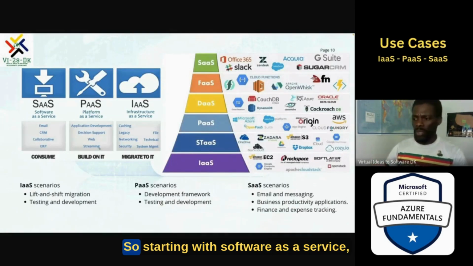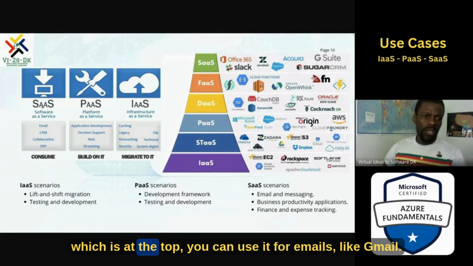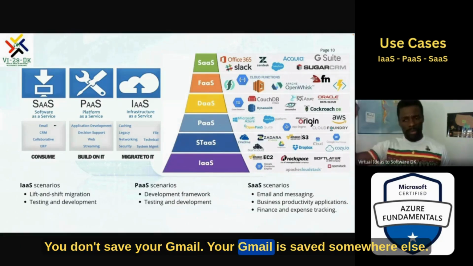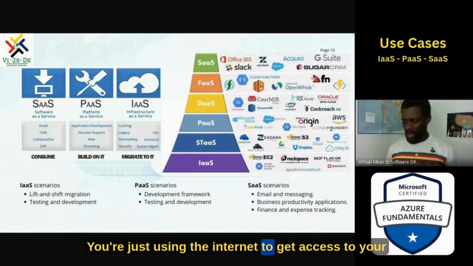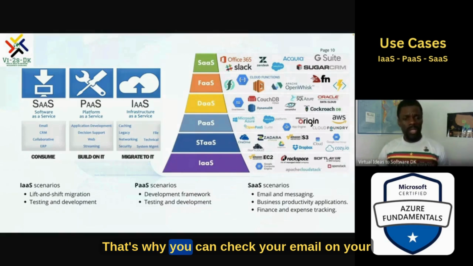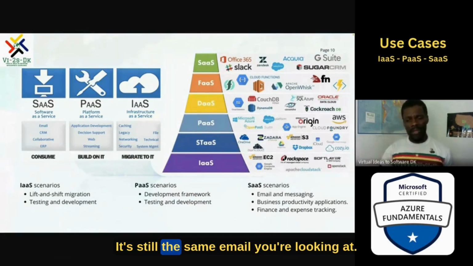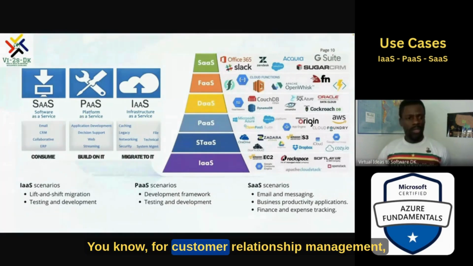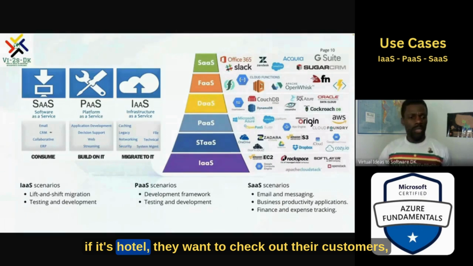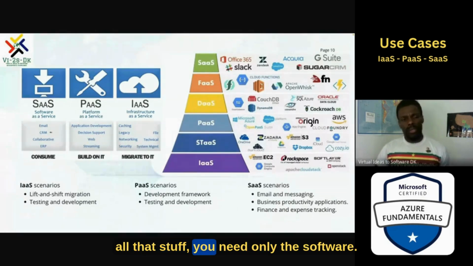What scenarios? So starting with software as a service, which is at the top, you can use it for emails, like Gmail. You don't save your Gmail. Your Gmail is saved somewhere else. You're just using the internet to get access to your Gmail. That's why you can check your email on your phone, on anybody's phone, on your computer, on your laptop. It's still the same email you're looking at. You know, for customer relationship management, if it's a hotel, they want to check out their customers, all that stuff, you need only the software.